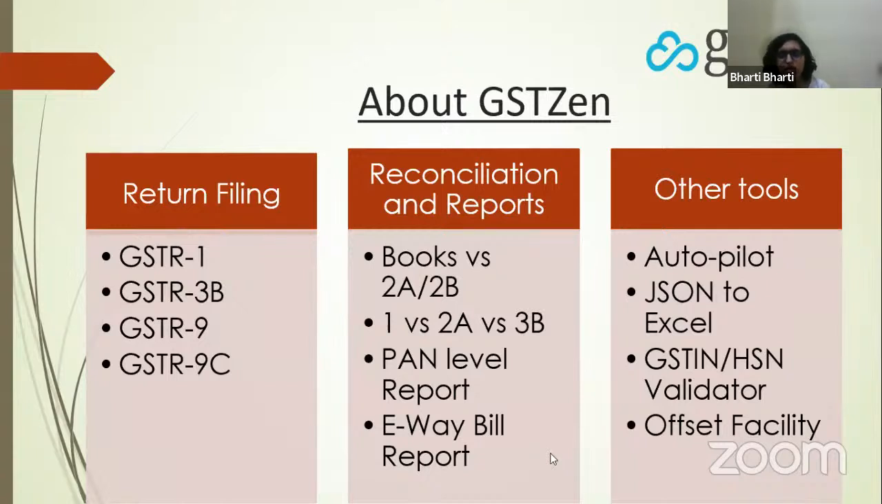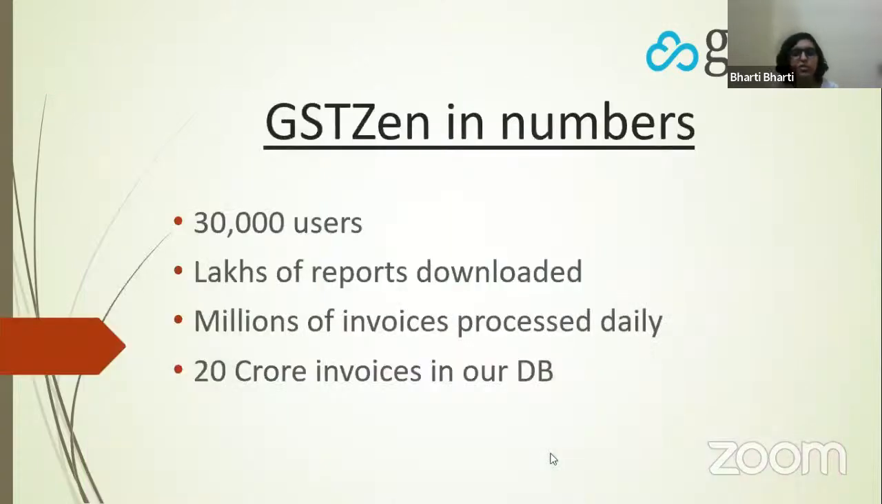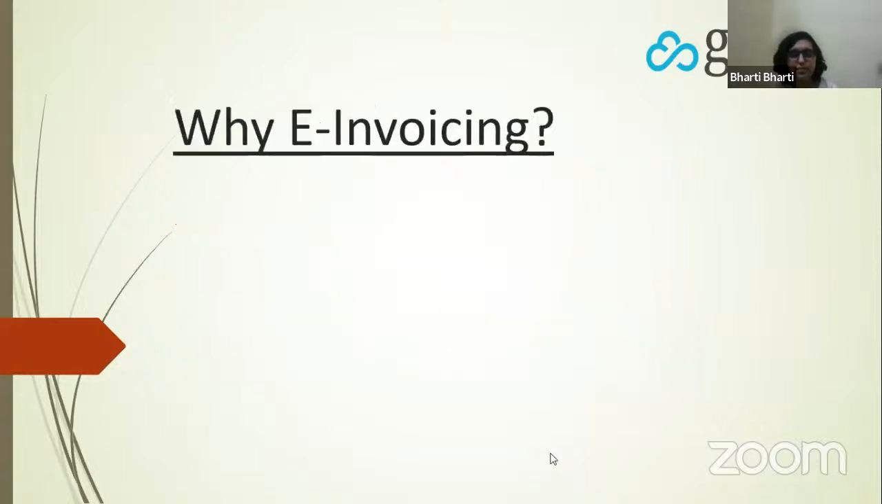We have other tools as well, such as autopilot, wherein a user can perform the same function for multiple GST numbers at a time. You also get the facility of JSON to Excel conversion. We have various validators which can validate GSN or HSN in bulk. Okay, let's look at some of our numbers. We have more than 30,000 users. Lakhs of reports have been downloaded from our software. Millions of invoices are processed daily, and we have more than 20 crore invoices in our database.